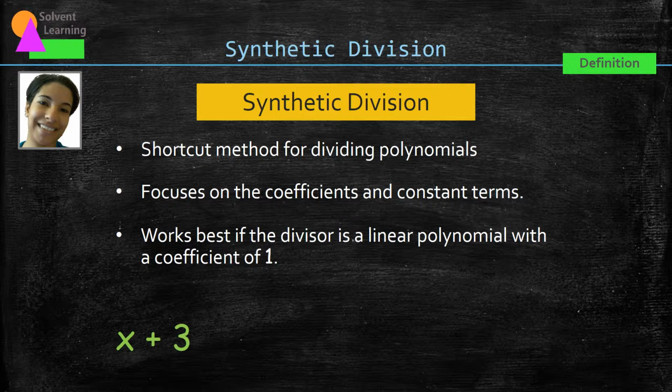So here's an example of a linear polynomial. We can see that the x doesn't have an exponent. That tells us that it's linear with a degree of 1, and the x also doesn't have a number written as the coefficient, so it's implied that the coefficient is 1. So here are some other examples: x minus 7 and x plus 12.